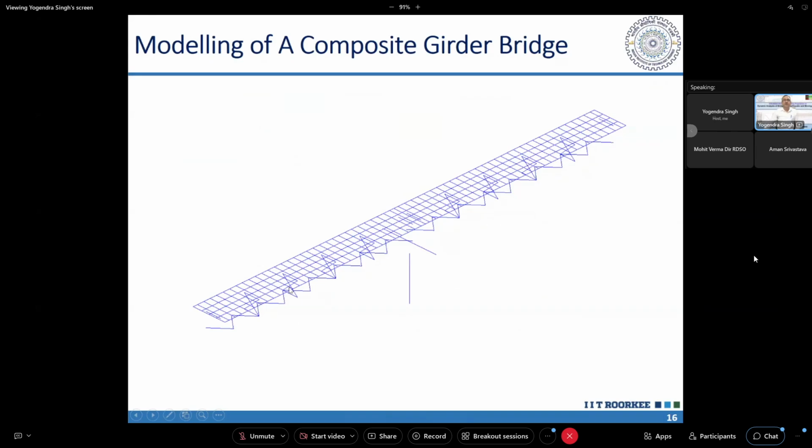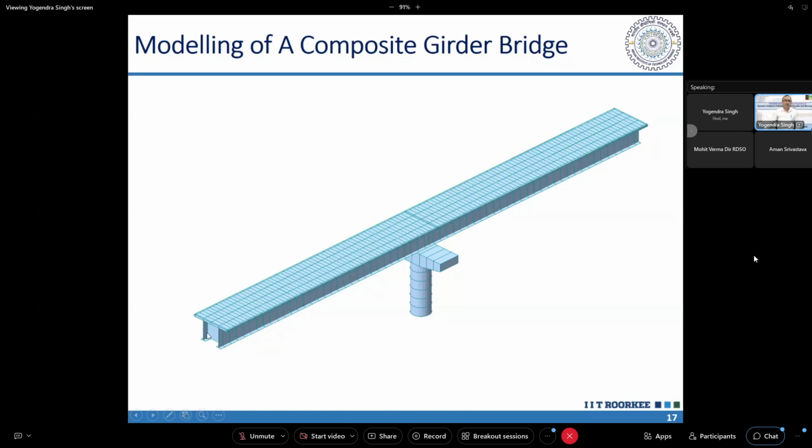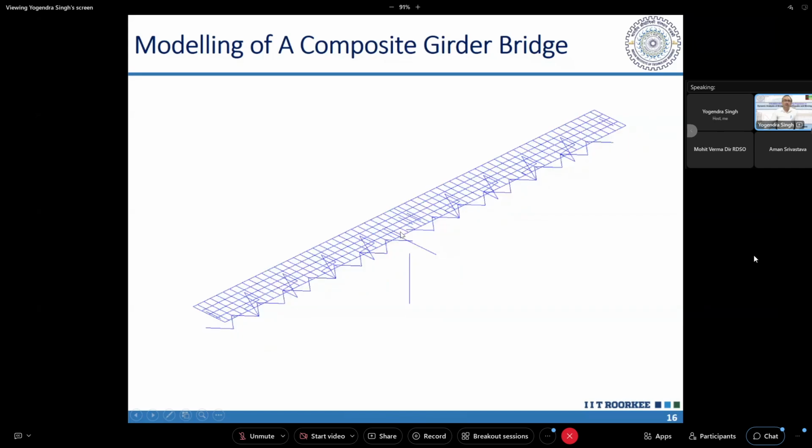Now this is a typical example of a composite girder modeled using grillage. Grillage, as I told, is made of beam elements, frame elements, so these are line elements. The actual model will look something like this, but when I render it, when we consider the three-dimensional extrusion of these members, it will look like this. So the actual model is like this, but the superstructure is modeled with a grillage.